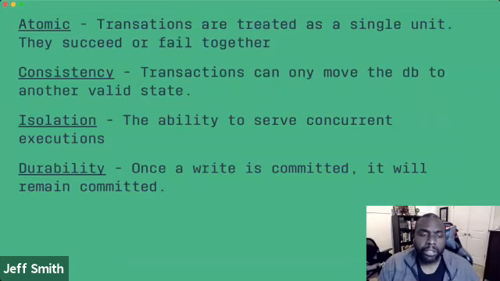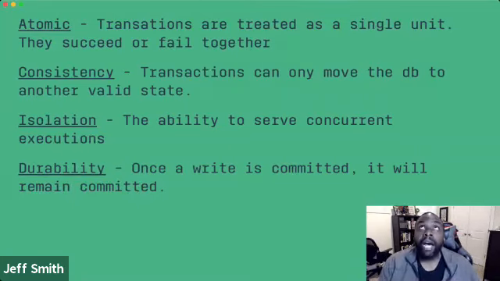Isolation is the ability to serve concurrent executions. And what we mean by that is specifically transaction isolation. Going back to the banking example, say we've got multiple transactions going, and we've got Bob, who wrote a check, but is also at the ATM machine. If both of those transactions could affect each other, then the state of Bob's account could be different between those 2 job runs. We need to make sure that these things can happen in isolation, and then we reconcile afterwards.